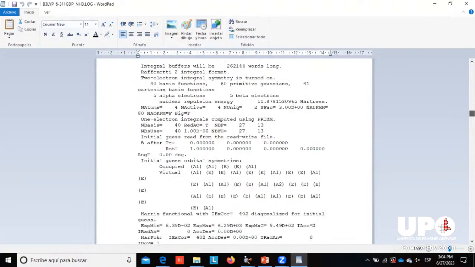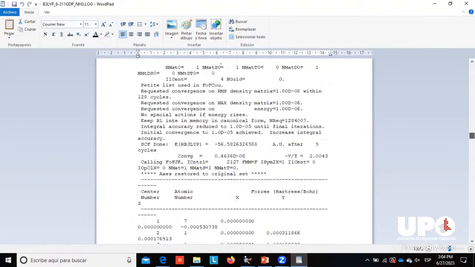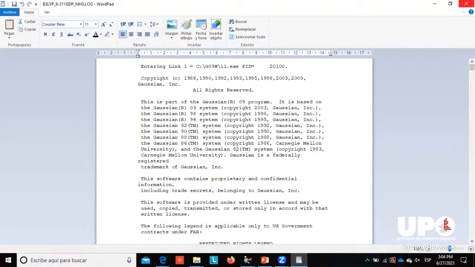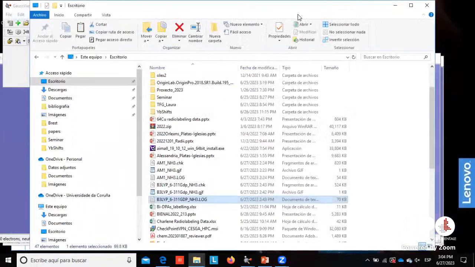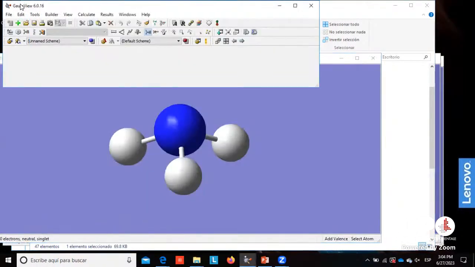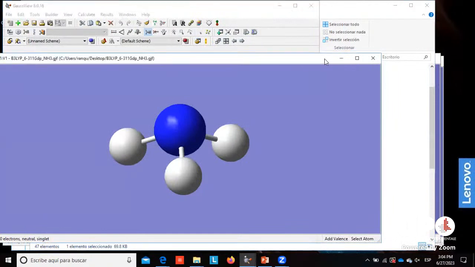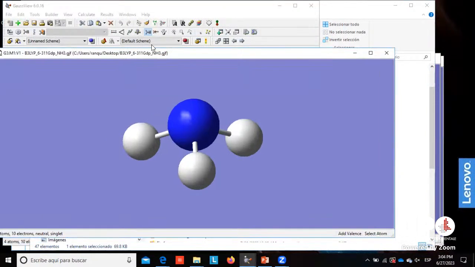And so on. So it's not that important that we go through the whole output file, but Gauss view, what it's doing is just extracting the information from the output file, right? The information you are interested in.